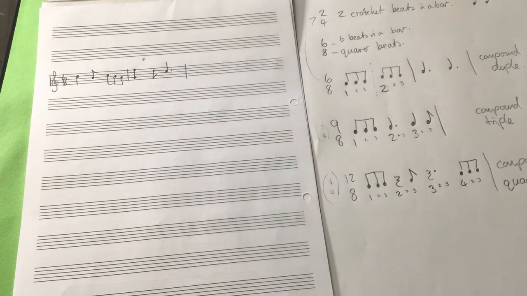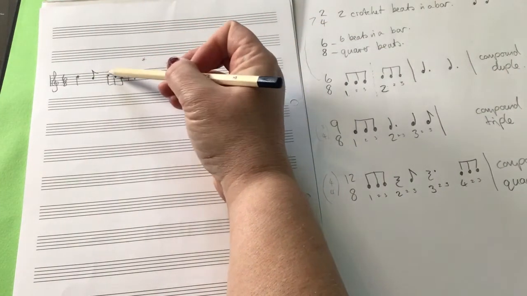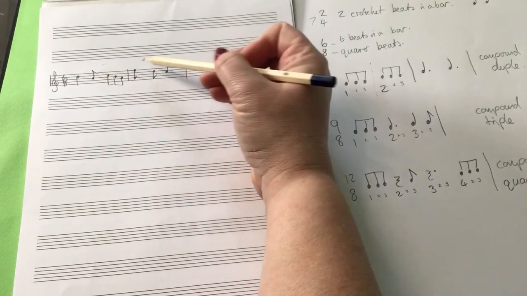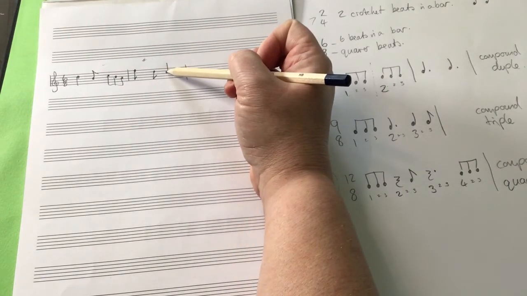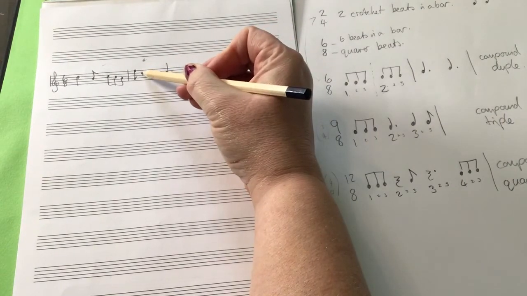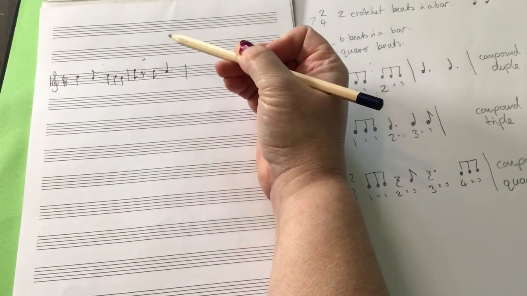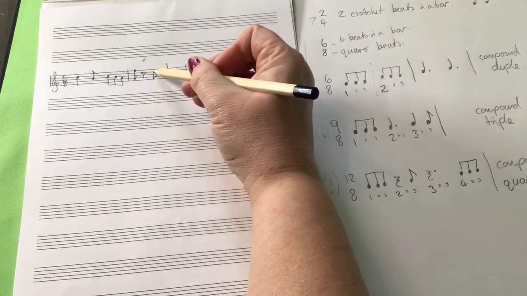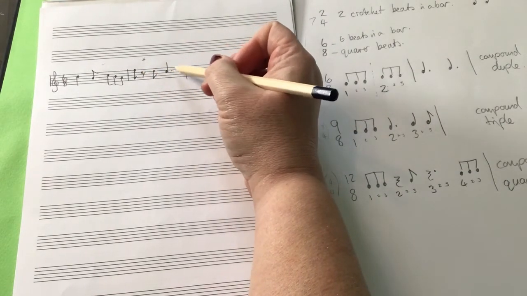Depends on what the question asks. I'm going to put rests in because I know some of my students forget sometimes that rests count. So 1, 2, 3, 4, 5, 6. That bar's complete. 1, 2, 3, 4, 5. So I've got a missing quaver. So I'm going to put a quaver rest in. And that will complete that bar. So that's 1, 2, 3 quavers, and that's worth 3 quavers all on its own.